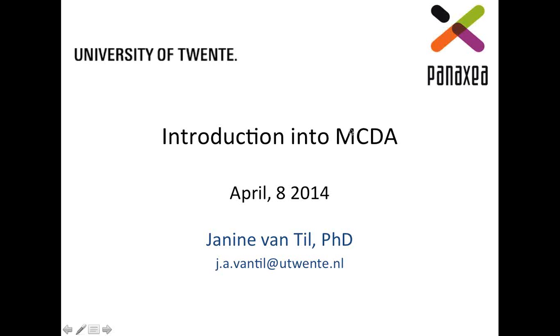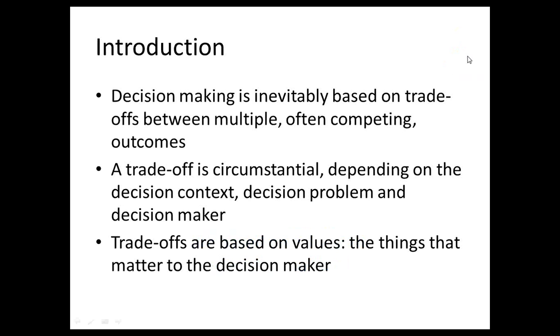Like Martin said, decision making is based on trade-offs, often trade-offs between multiple outcomes. And to make it even more complicated, these outcomes can be competing. The trade-off is circumstantial, depending on the specifics of the decision context, the decision problem, and the decision maker, the person that is responsible for making the decision. And those trade-offs are inherent to that decision making. They are based on the decision maker's values.